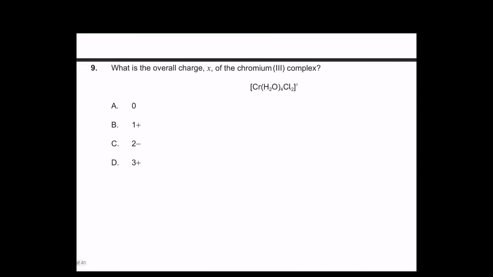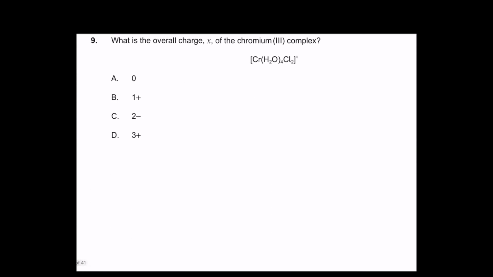Let's move on to question 9. In question 9, we have to find the overall charge on this chromium 3 complex. Chromium 3 means chromium has a +3 charge, and we have 4 H2O ligands attached to it. Now we know the charge on the ligands will be 0 because H2O is a neutral ligand, and there is Cl2. Cl2 will have a -1 charge. This will be equal to X. Upon solving this, we get X as +1, or you can also say 1 plus. So B is the correct option to this question.